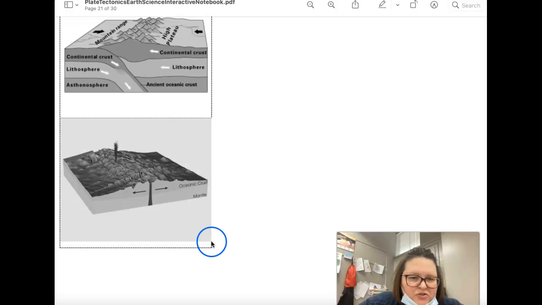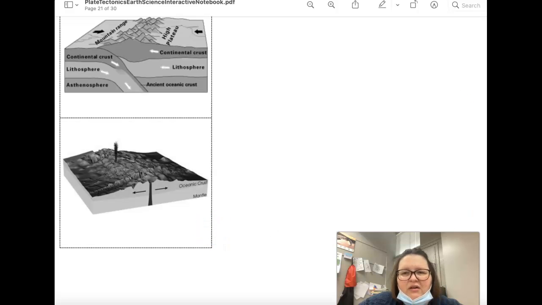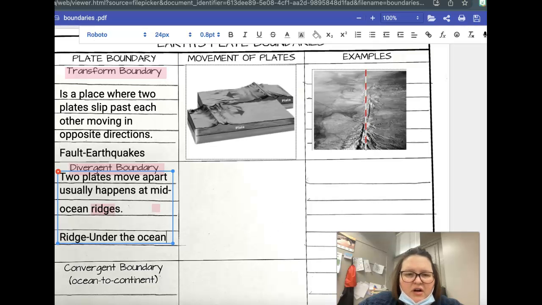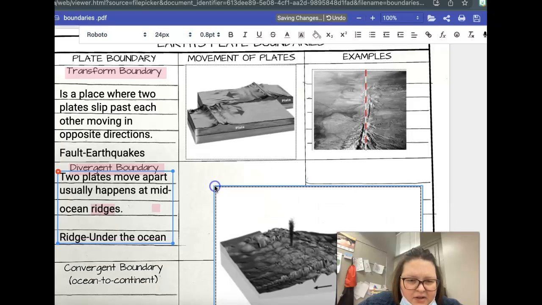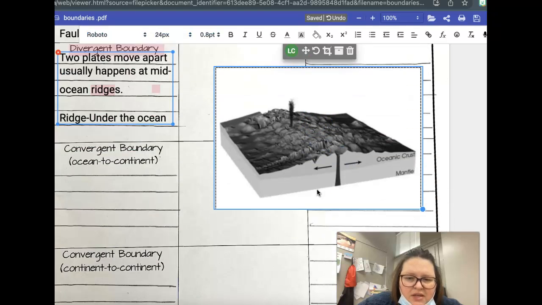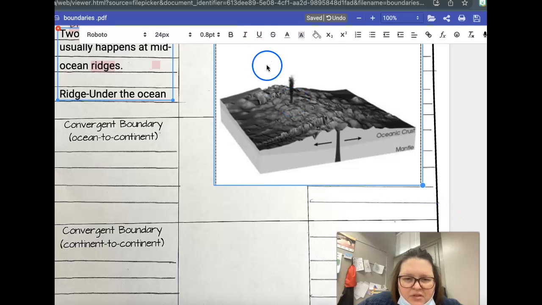Okay, you will see in this picture that the plates are moving away from each other by these arrows, and you can also see, when I put it in here, that there's a little volcanic ash coming out.